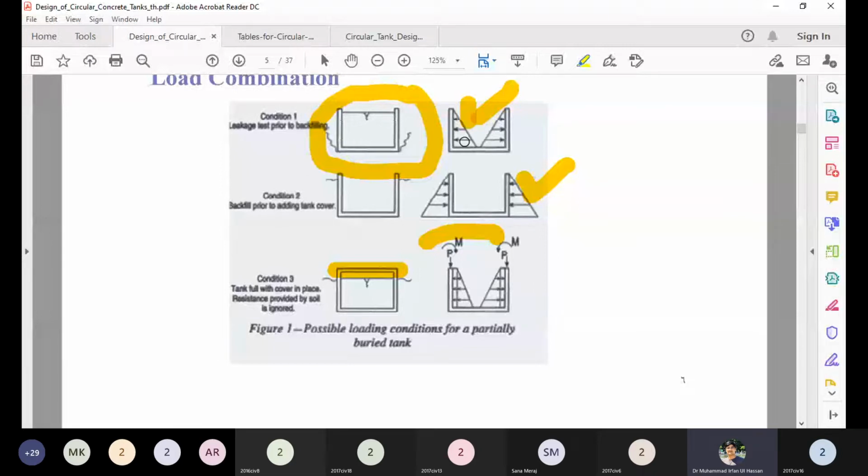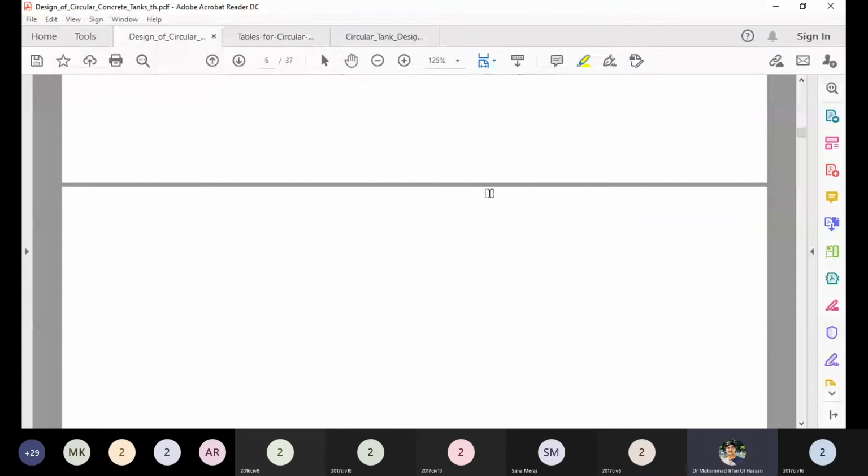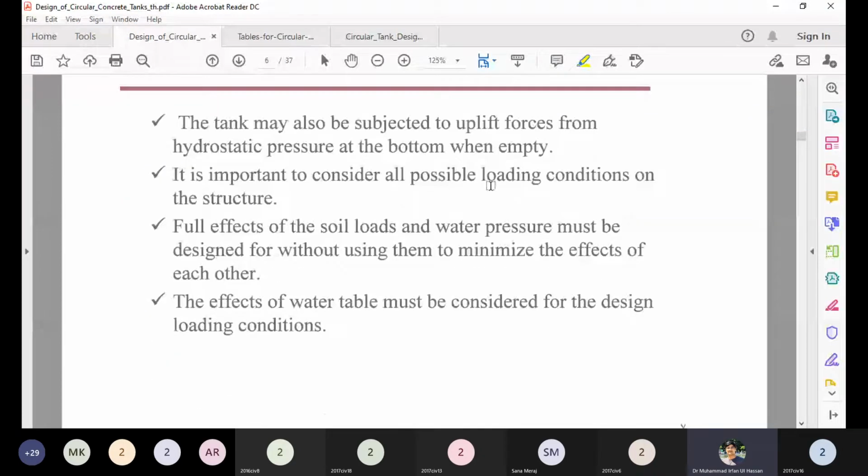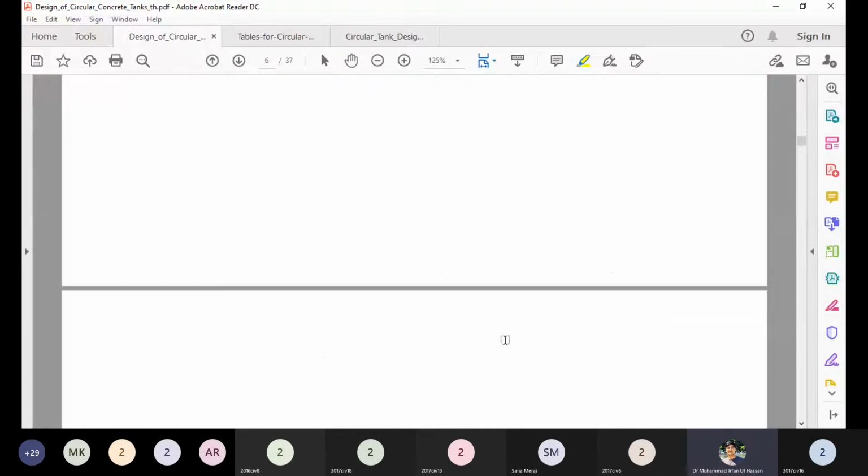Condition number one is the water present, no soil is present. Condition number two is that soil is present, water is not present. So in this way, the third point is that the critical load is considered, and this will give us the maximum effect.